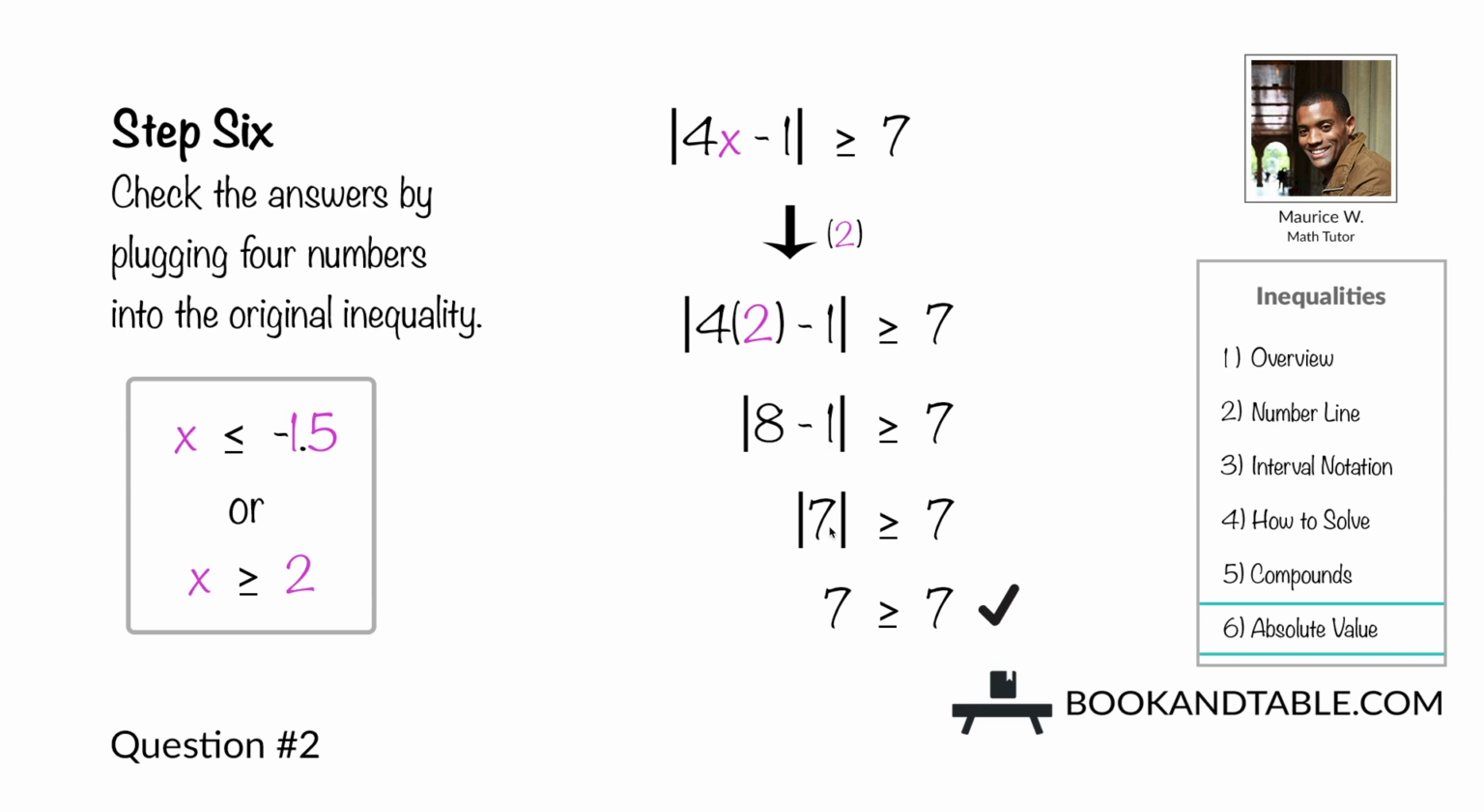And now we plug in 2, giving us 4 times 2, which is 8. 8 minus 1 is 7. And the absolute value of 7 is 7, giving us the true statement, 7 is greater than or equal to 7. So by plugging in 1 and 2, we see this interval is correct, showing us that the answer to question number 2 is x is less than or equal to negative 1.5, or x is greater than or equal to 2.